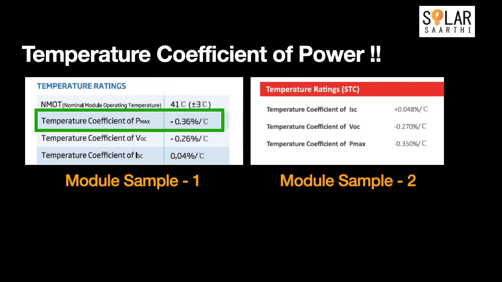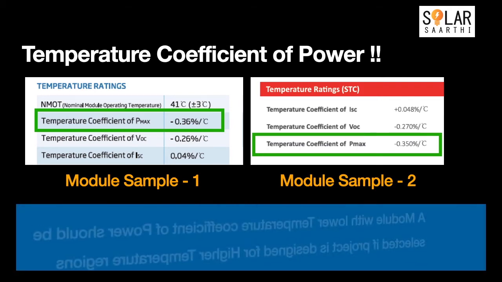We can see here that module sample 1 has a temperature coefficient of power of 0.36% per degree Celsius. This means that with a 1 degree Celsius increase in temperature from the STC, that is 25 degrees Celsius, the power will decrease at a rate of 0.36% per degree Celsius. While in module sample 2, we can see that the temperature coefficient of Pmax is 0.350% per degree Celsius. Again, with a 1 degree Celsius increase in temperature from the STC, that is 25 degrees Celsius, the power will decrease at a rate of 0.35%.